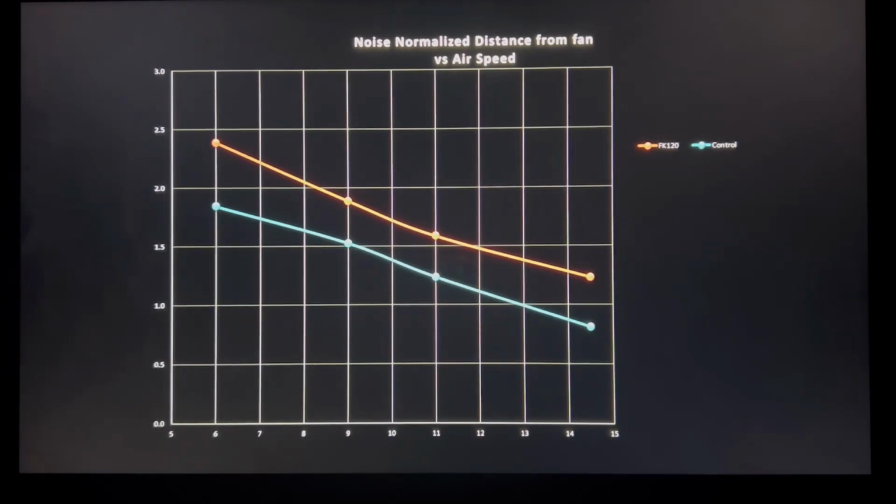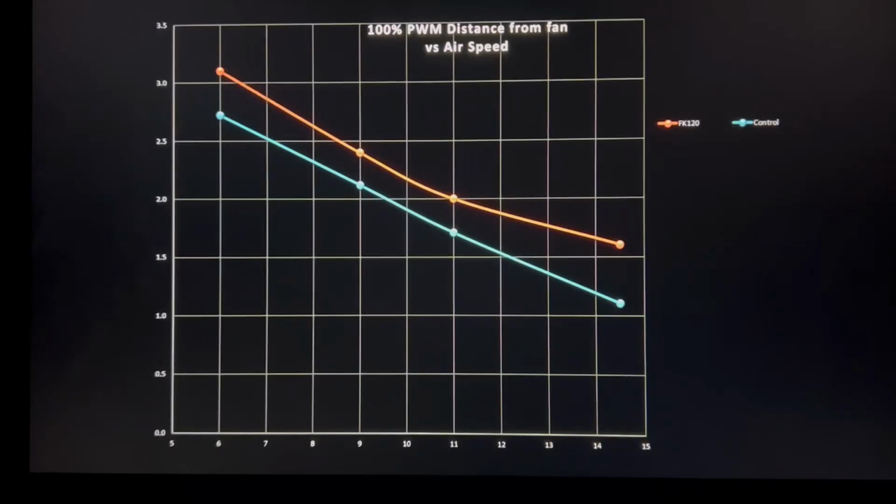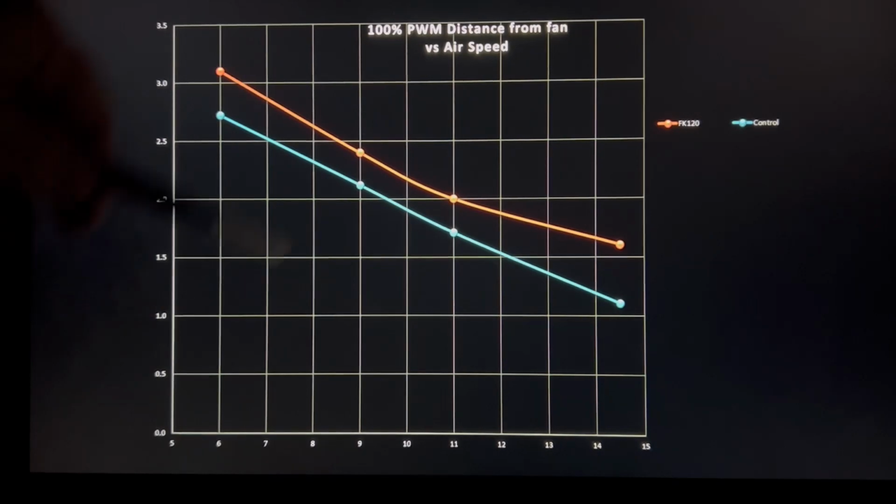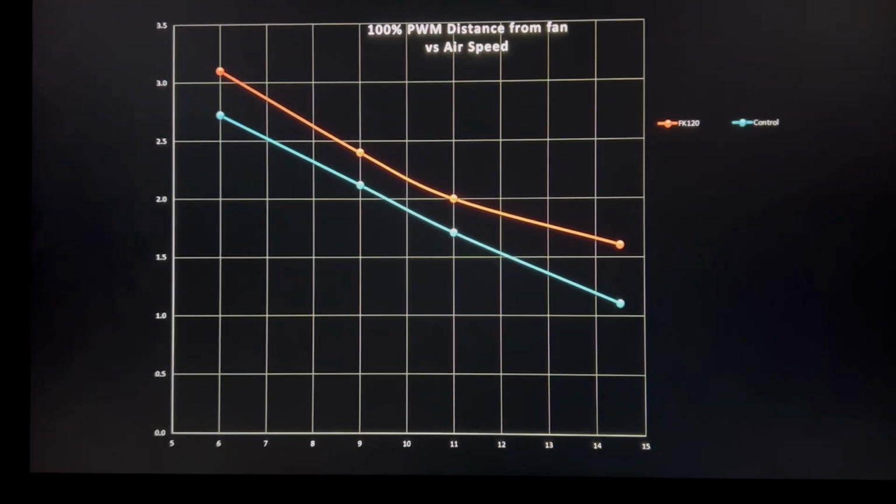So that's why I chose that decibel reading. And from the data graphs, or the lines, we can see that the FK120 looks like it performs a little bit better than the control fan. When we take a look at how things look at 100% PWM fan signaling, we can see once again that the FK120 looks like it's still outperforming my control fan, even though it's a little bit. So being better than that fan indicates a good performing fan, or even a fantastic performing fan.